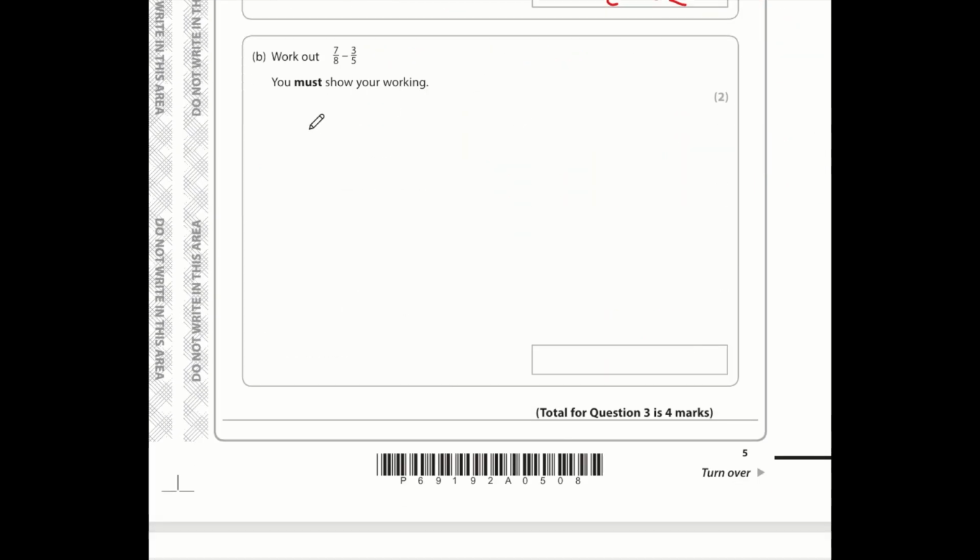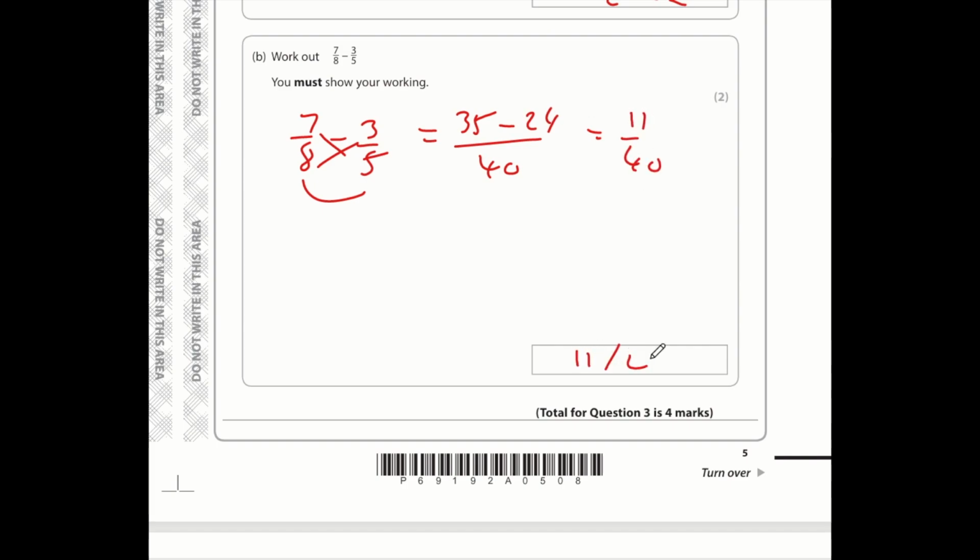B, 7/8 take away 3/5. For adding and subtracting fractions, I use the crisscross smiley face routine. 7 times 5 is 35, minus 3 times 8, which is 24, all over 8 times 5, which is 40, so crisscross smiley face. 35 take away 24 is 11, so the answer is 11 over 40.